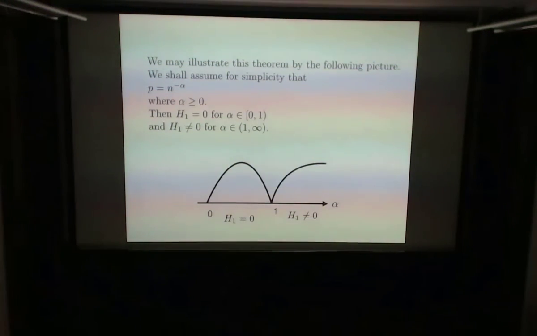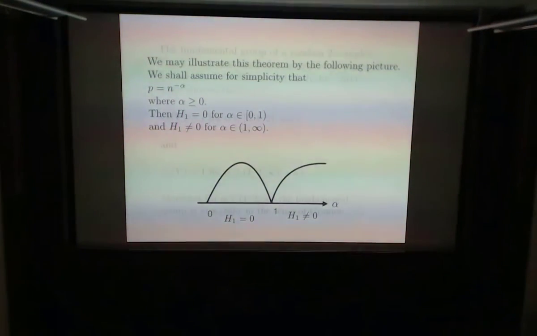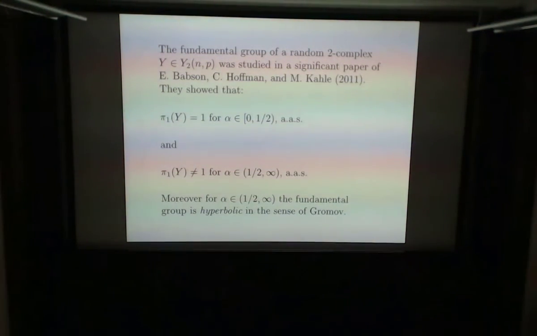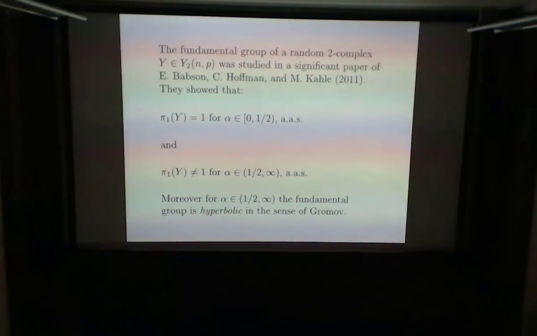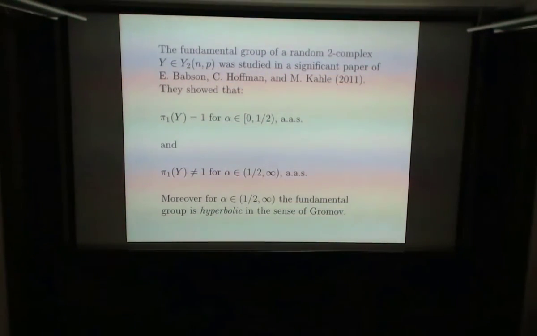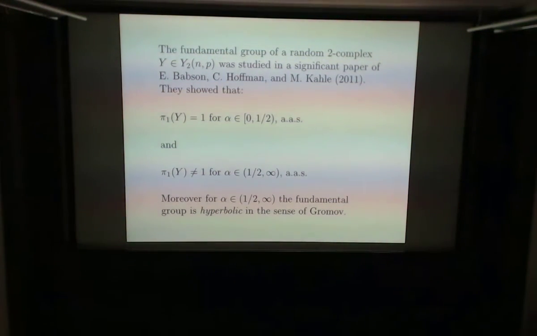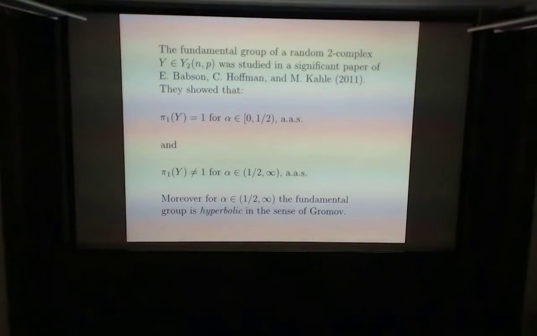So this picture shows the theorem. What about the fundamental group? These are two-dimensional complexes. Graphs are very simple topologically, but two-dimensional complexes are very complicated objects. They have fundamental groups, for example, and fundamental groups are general groups. Any finitely presented group can be the fundamental group of a two-complex. So it's a huge variety of groups, and these are random groups, groups of random two-dimensional simplicial complexes.